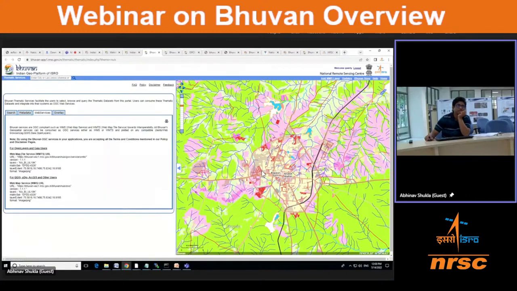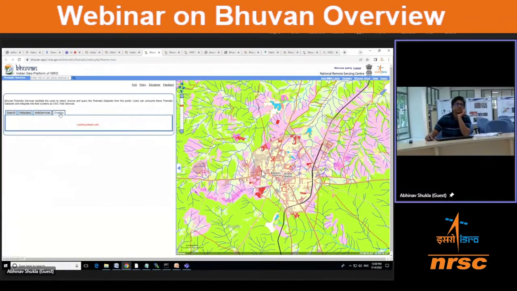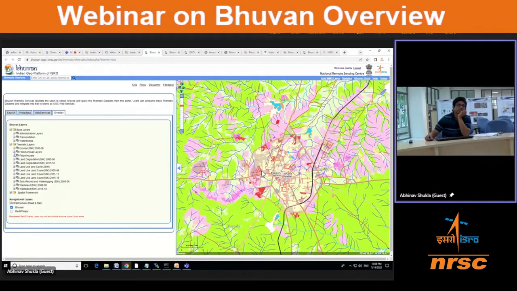Web services: web map tile service and web map service. Using these web services, you can fetch this layer in any GIS application you want. And using this, you can overlay.